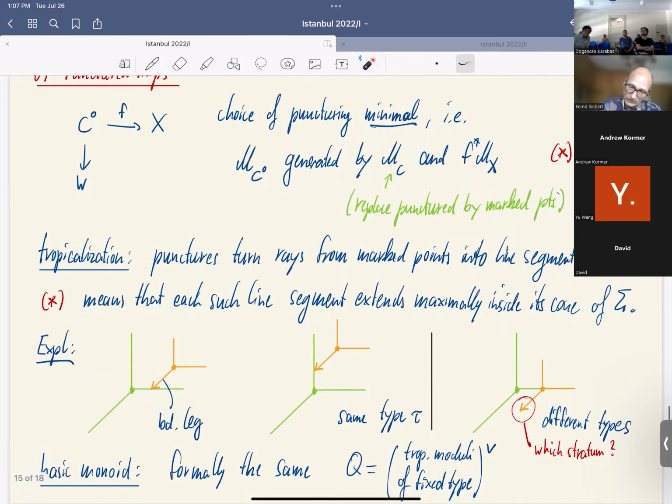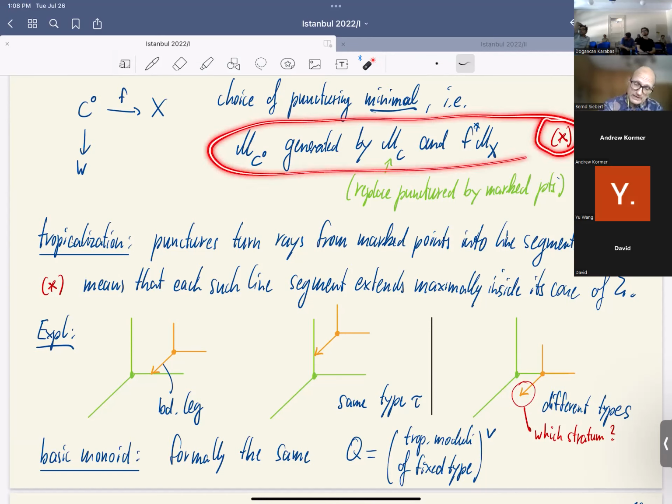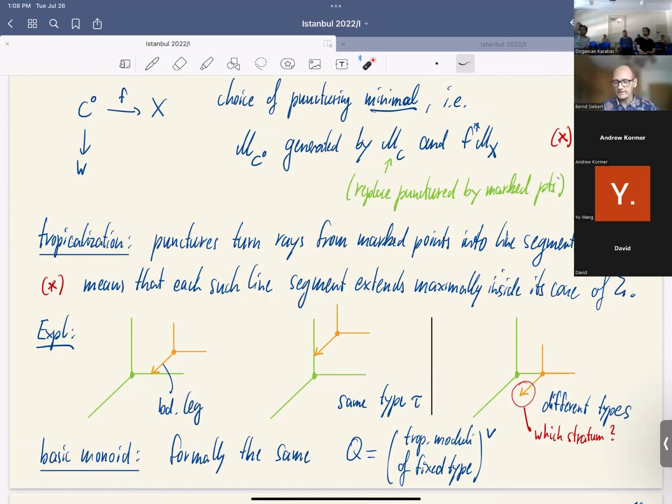So then let's talk about tropicalization, because hopefully we all understood that tropicalization is a very important aspect of the whole story that tells you what the base domain is and so on, and the basic log structure. The punctures now turn what were erased before, these from the marked points, into line segments. I would have to write it down, I don't have time to do that. Just believe me, okay? You will get line segments. You chop off the legs. And this condition means that such a line segment extends as much as you can without leaving your cone.